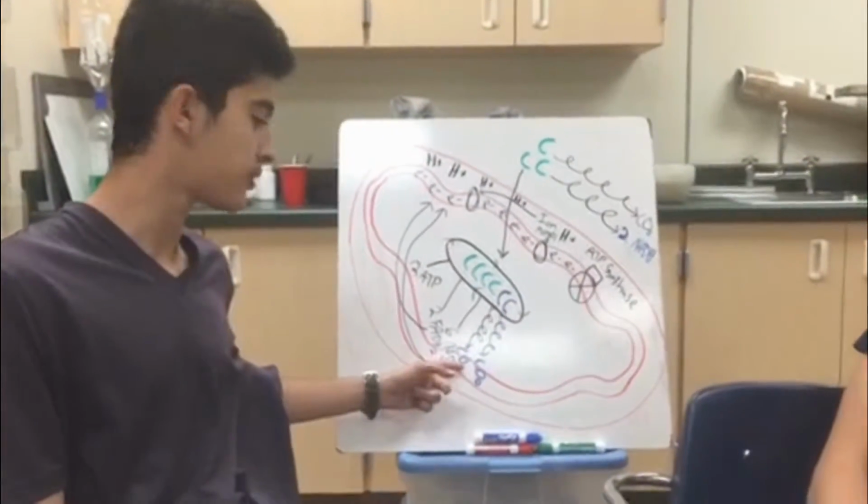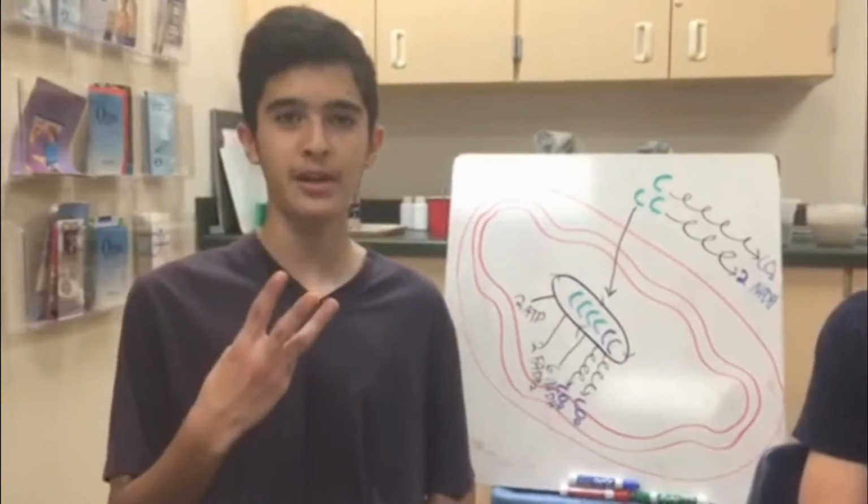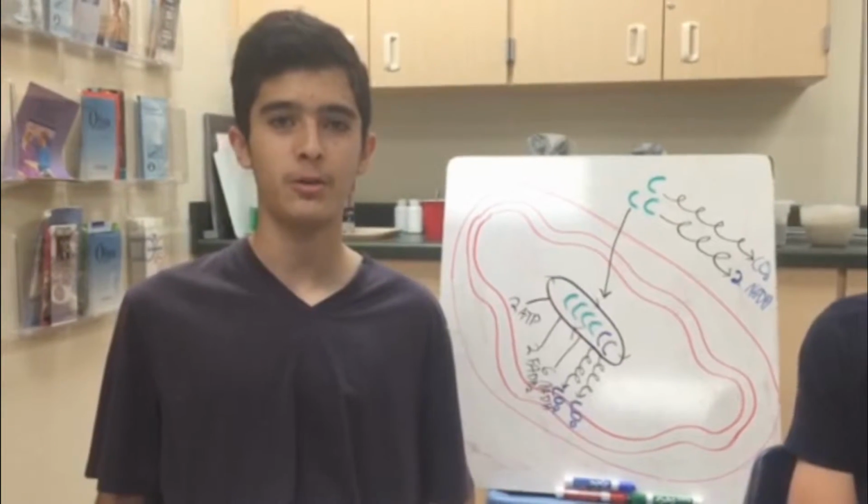Wait, doctors, where do the carbons go after they exit the Krebs cycle? The carbons are picked up by oxygen, creating CO2. Step 3 is the electron transport chain, or the ATP maker.